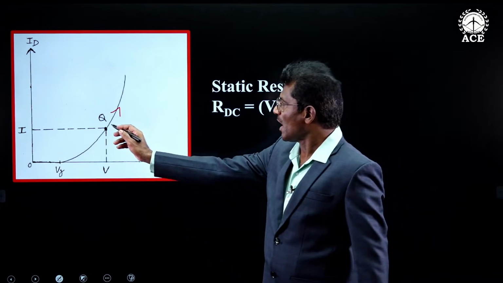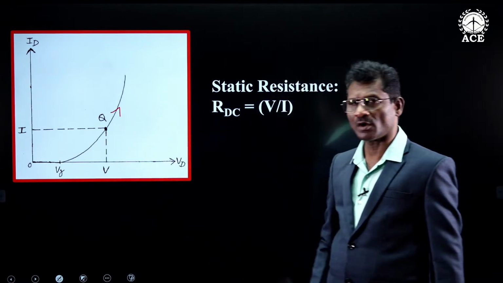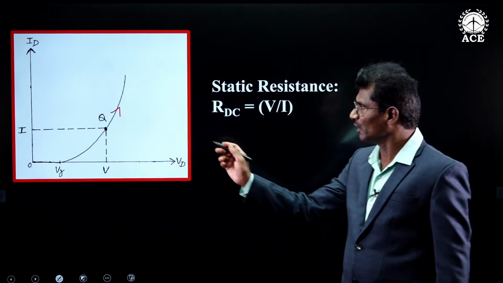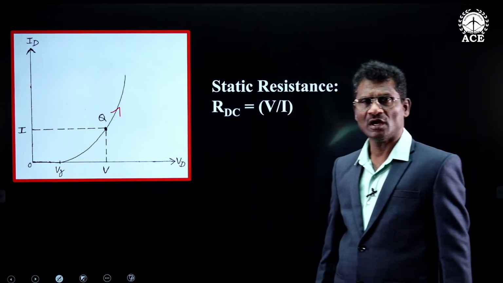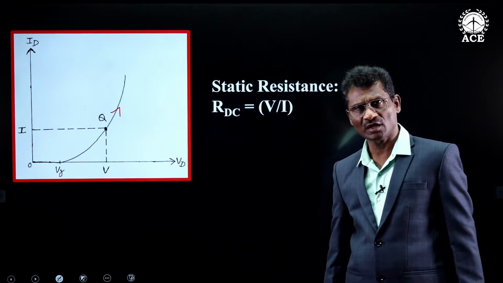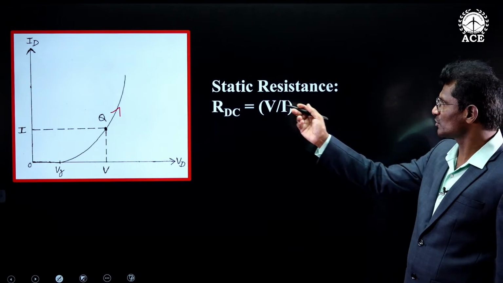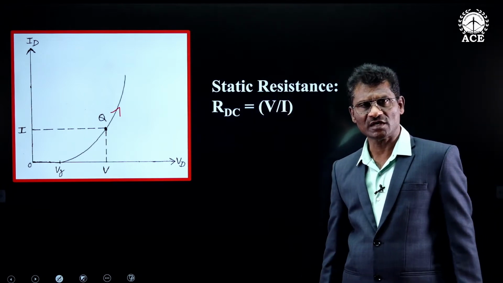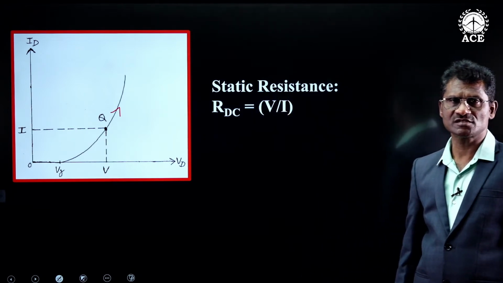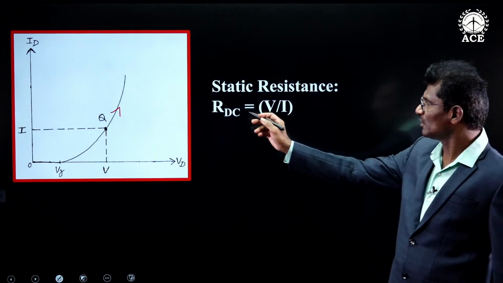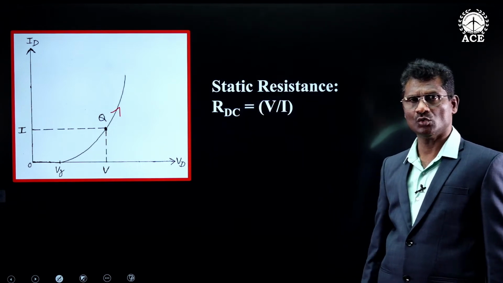Now, at the operating point, drop a perpendicular and draw a horizontal and find out the voltage and current. Take the ratio of it. It is defined as static resistance or DC resistance. V by I, the unit of resistance will be ohms.